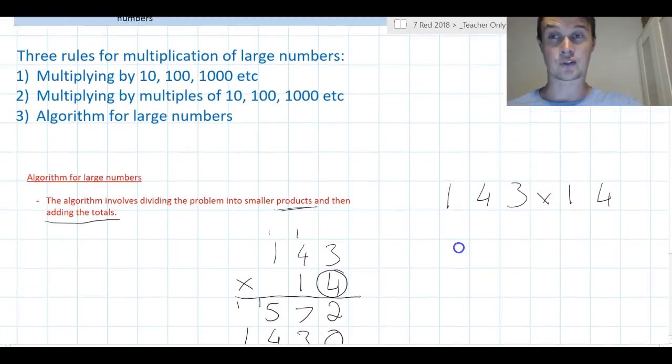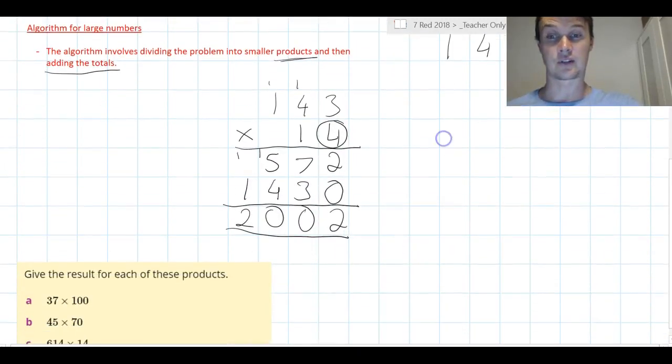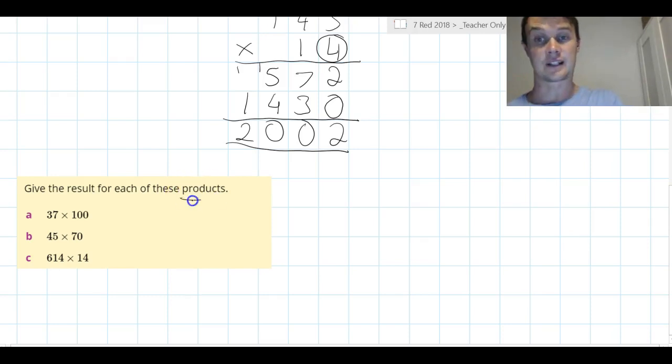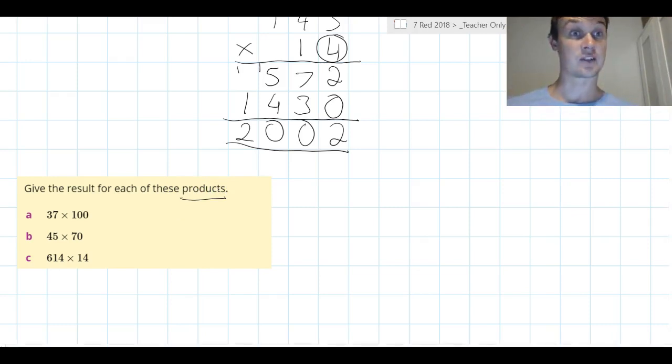So that's how you use those three strategies, and what I'm going to get you to do now is do these on your own. See if you can work these out, and if you have any problems, make sure you're writing down a question that we can go through. Can you give me the result for each of these products? Again, remember products means multiplication. For A, 37 times 100, use the first strategy. 45 times 70, use the second strategy. And 614 times 14, use the third strategy. Practice with these three and see how you go.